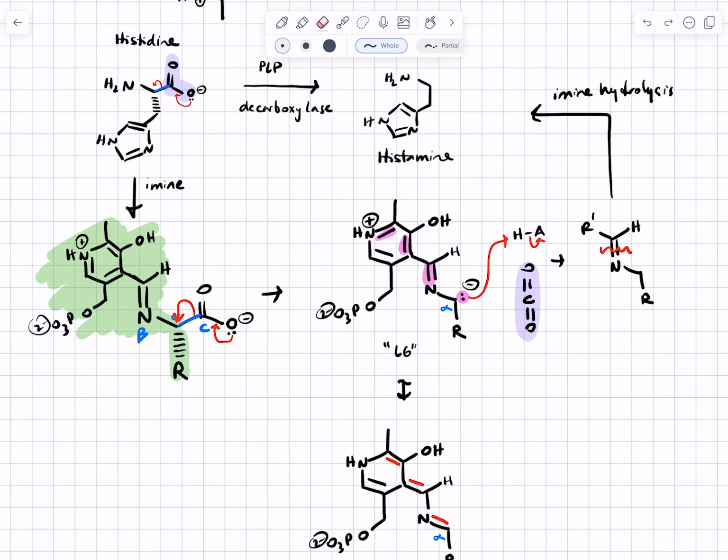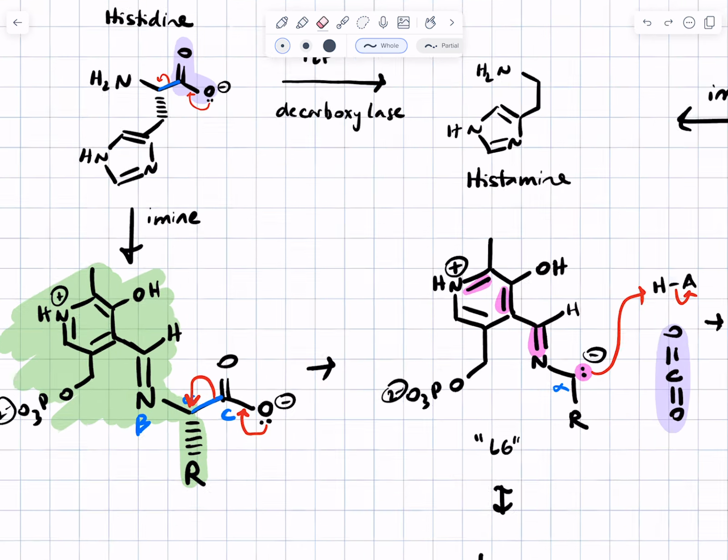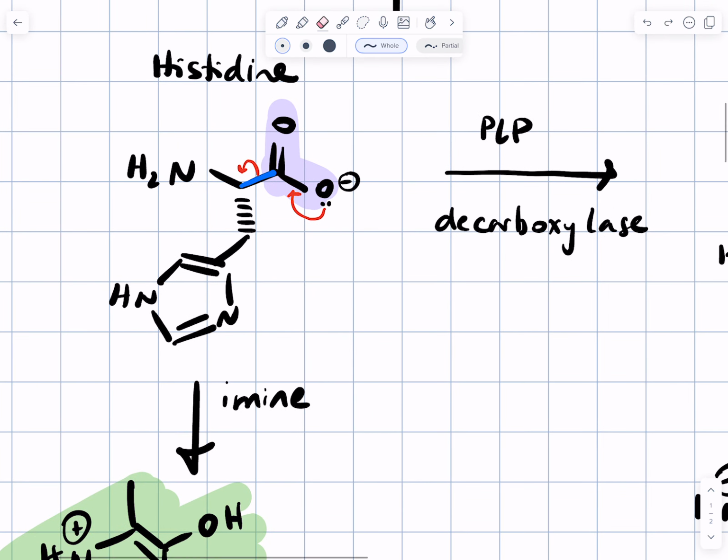Okay, chapter 18, yes, please. So, what deprotonates the oxygen on the carboxyl? Good question. What deprotonates the oxygen on the carboxylate group?